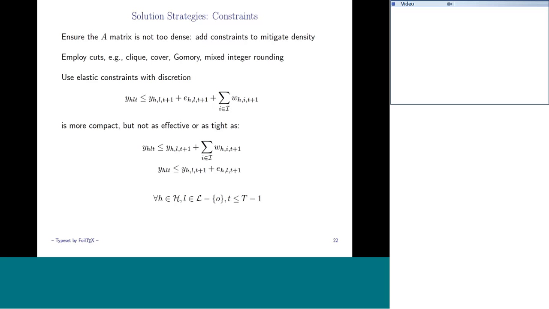We can look at cliques, clique cuts, cover cuts, Gomory cuts, mixed integer rounding cuts, and so forth in order to try and tighten bounds on some of the integer programs. And so we did that.